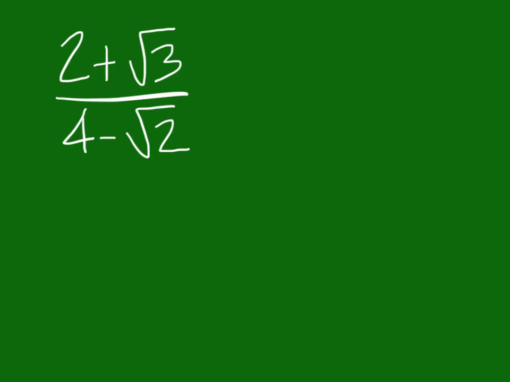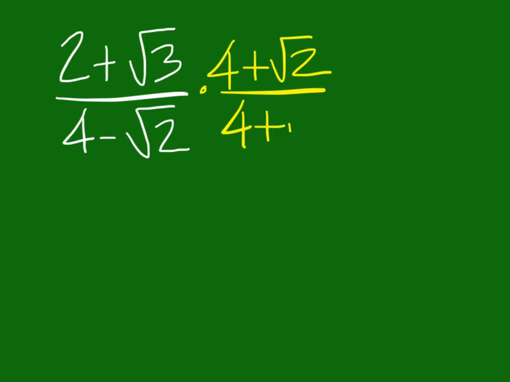Example 3. In this case, the difference between this problem and examples 1 and 2 is that the top has 2 terms in it. Therefore, you must do the following. Your first step is still the same. You multiply the top and the bottom by that bottom quantity except change the sign. So you'll have 4 plus square root of 2 over 4 plus square root of 2.